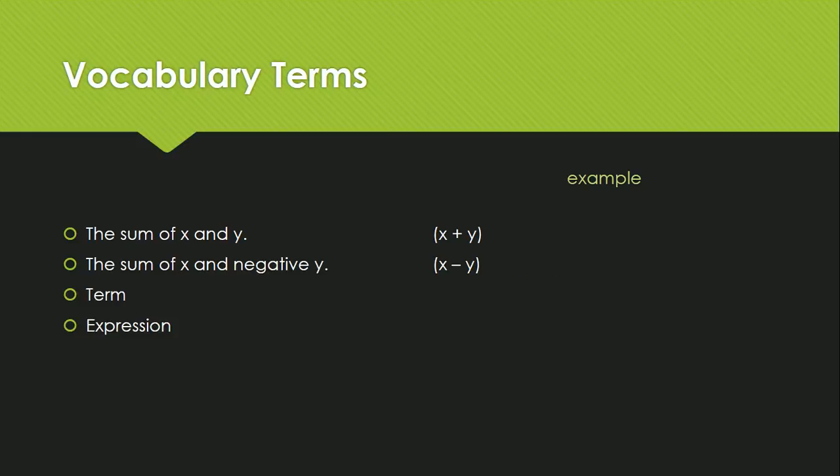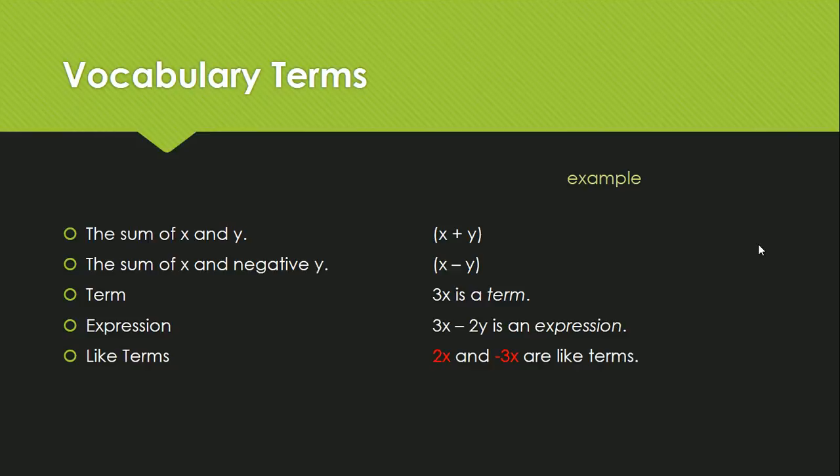We also need to know the difference between a term and an expression. So 3x is just a regular term. 3x minus 2y is an expression. It's a little bit longer. And like terms, we've talked about these before. 2x and negative 3x are like terms really just because the coefficients are followed by the same variables, not x squared, just regular old x. They have to be identical.